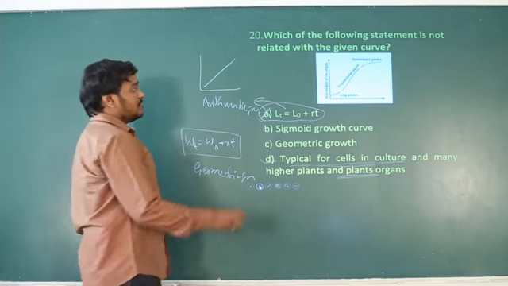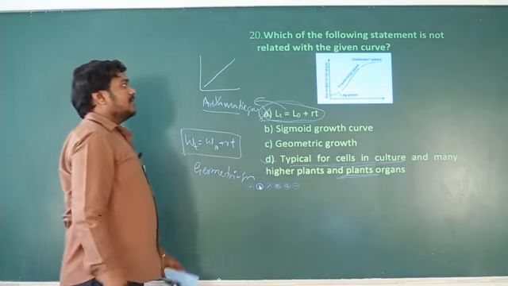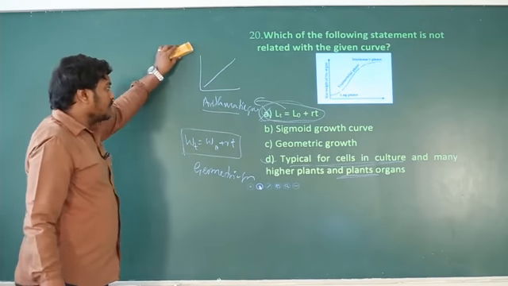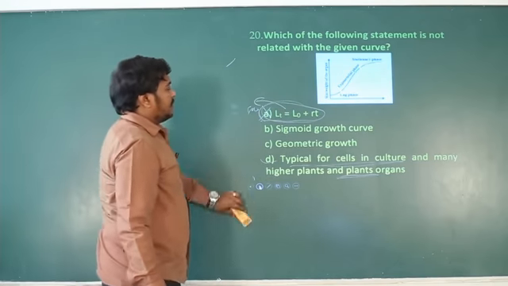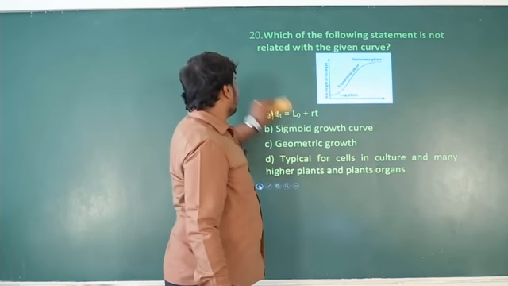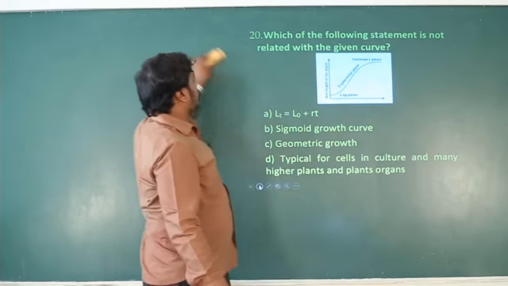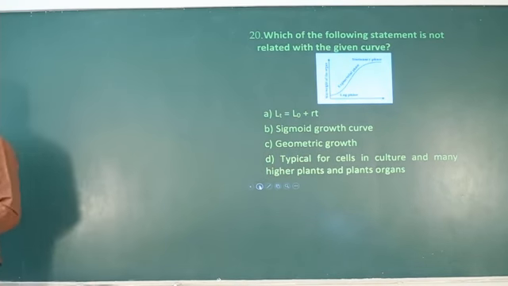If you consider a growth rate, for arithmetic growth we use this equation: LT equals L0 plus RT. Okay, so T is the time, L0 is the initial length and R is the rate of cell division, and T is the time. Okay, so let's go to the next question.